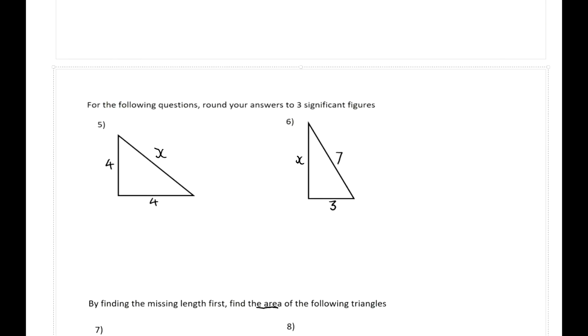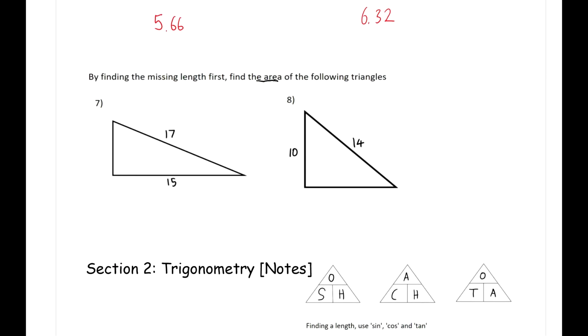Okay, for question 5, you should have got 5.66, and for question 6, you should have got 6.32. Question 7 and 8, you want to find the area of these triangles. So for these, you've got to find the missing length first, and then use that to find the area. Again, feel free to pause, I'll go through those in a second.